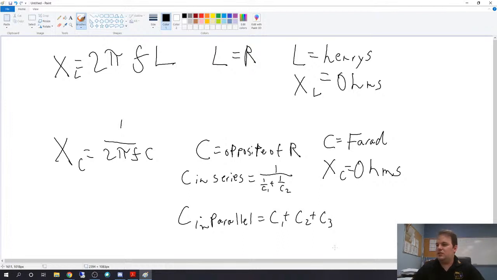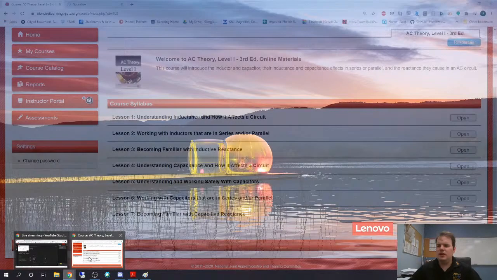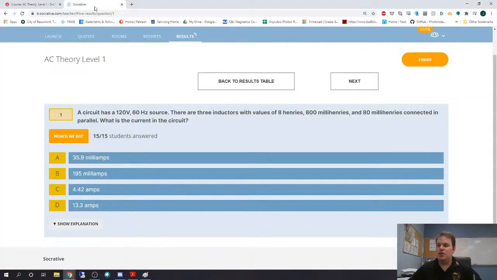So L works exactly like R. L in series is just adding together, and C in series, or L in parallel, is reciprocal method. Okay, and that's kind of all the hard parts that you need to know. There is still the little trivia bits, like which leads, which lags, and all of that. That's some things you can look up or will be in a Socrative.